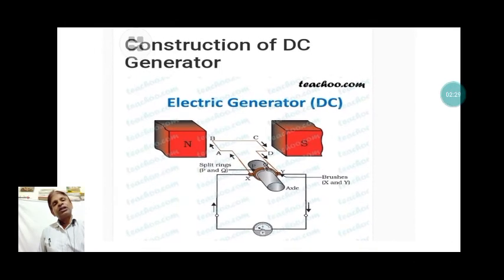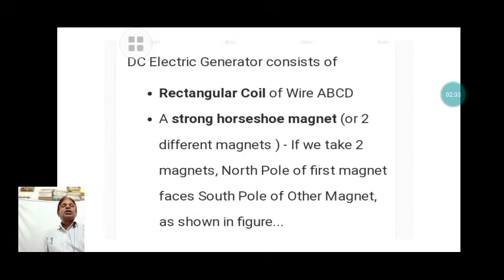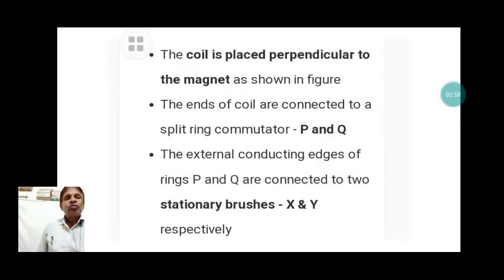What is the working and construction here? The DC generator consists of a rectangular coil ABCD, as shown in the previous figure, and a strong horseshoe magnet or two different magnets. If we take two magnets, the north pole is on the first magnet and the south pole is on the second magnet, as shown in the figure. One horseshoe magnet may also be used to produce a strong magnetic field. The coil is placed perpendicular to the magnetic field as in the figure.